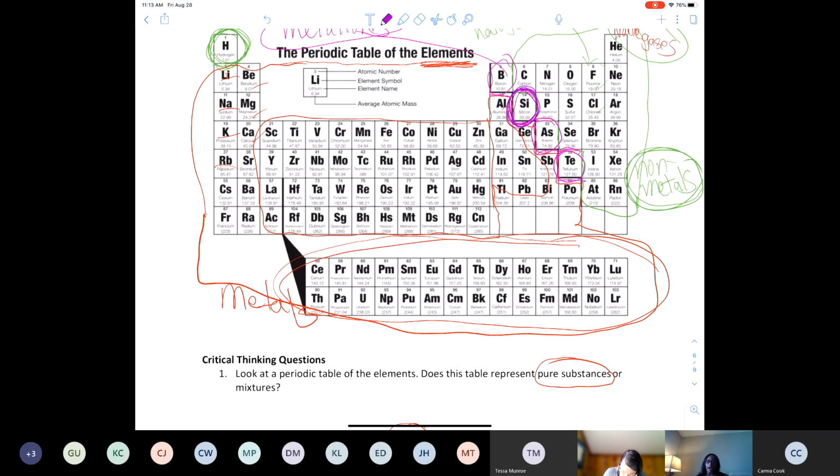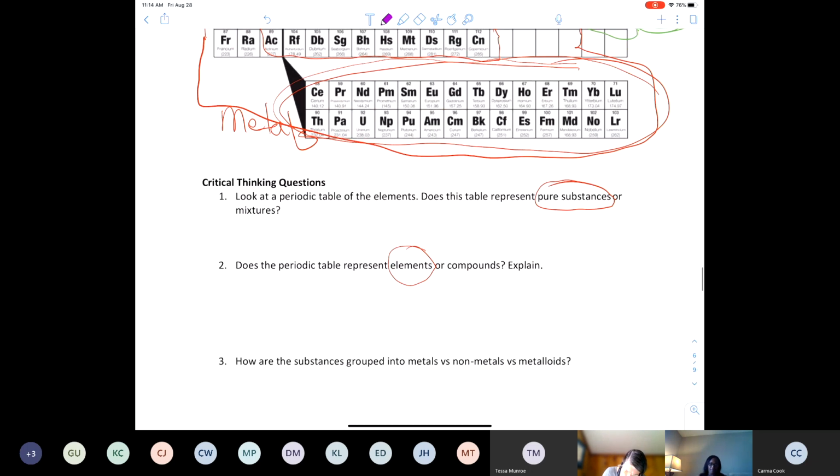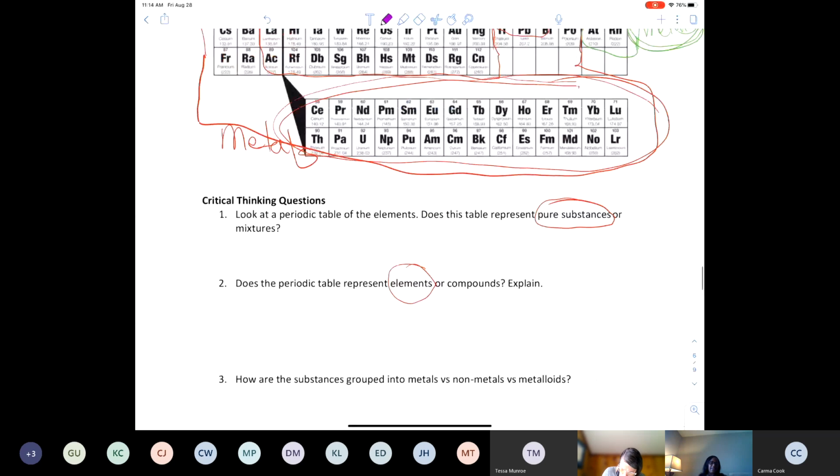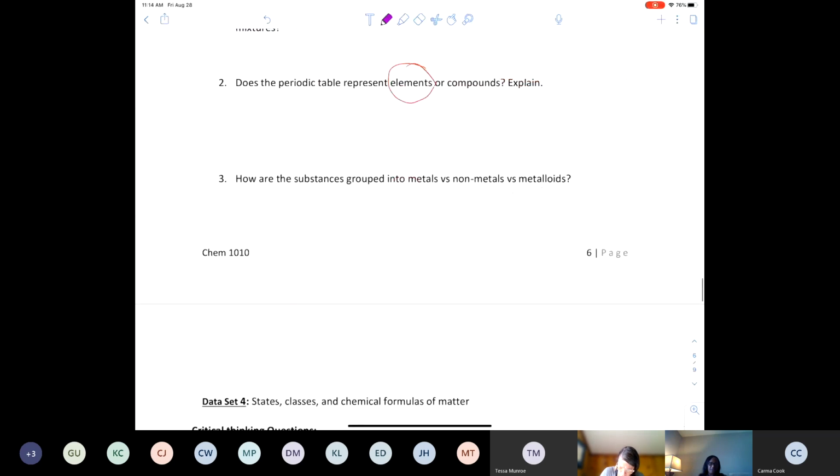And well, you say, well, boron's a metalloid, and so is arsenic and tellurium. Why aren't they used a lot in electronics and computer products? Well, silicon is very abundant in the earth. Sand, the major component of sand, is silicon. So we've got a lot of silicon on the planet. That's why it's so attractive to be used in electronics, because we've just simply got a lot of it. Any questions about data set 3, critical thinking questions?